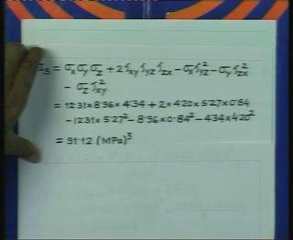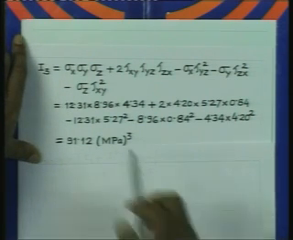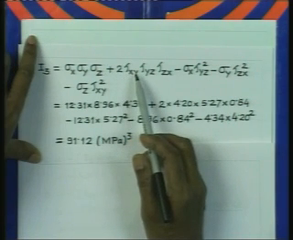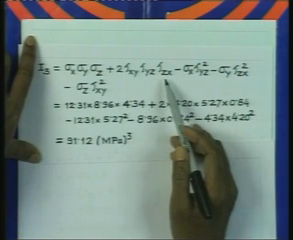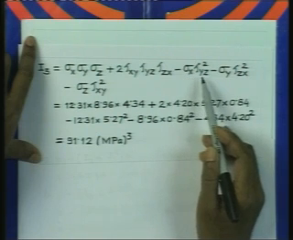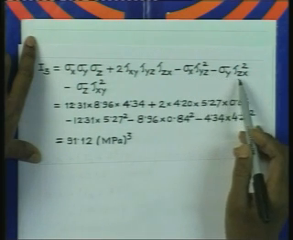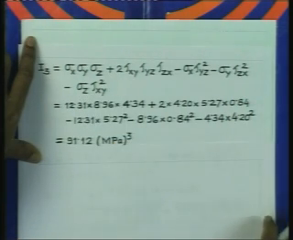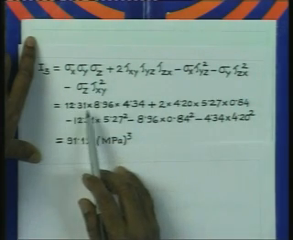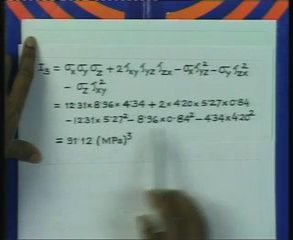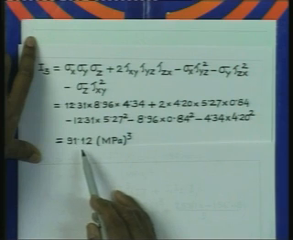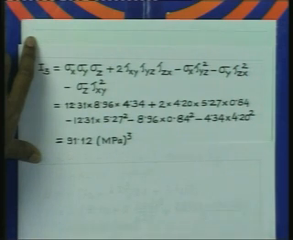Similarly, if we consider the third stress invariant I3, which is given by sigma x into sigma y into sigma z plus 2 tau xy, tau yz, tau zx minus sigma x tau yz square minus sigma y tau zx square minus sigma z tau xy square. So, again if you substitute the values of the respective stresses, you get this, and on simplification this will become 91.12 megapascal cube.